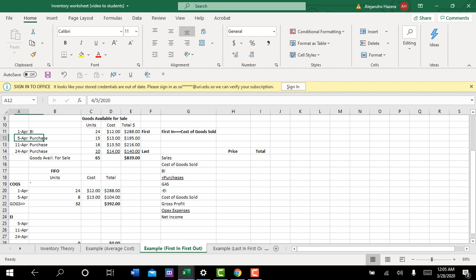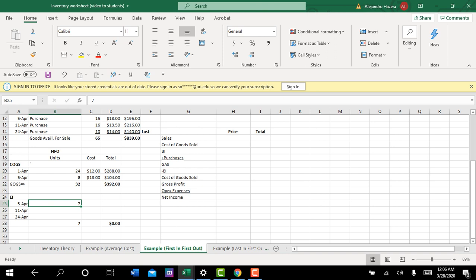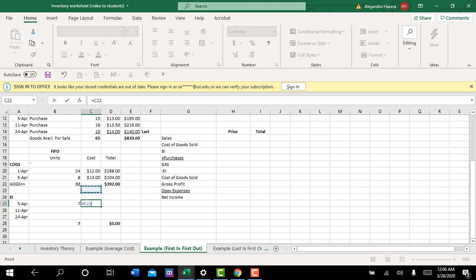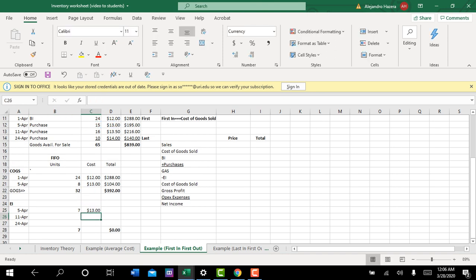We're going to assume that 7 units came out of those 15. Basically, of those 15 units, 8 were sold and 7 were not sold. So 7 are going to be costed at $13. That's going to give us 7 times 13, which is $91. And then we're going to go to what we've got left over.